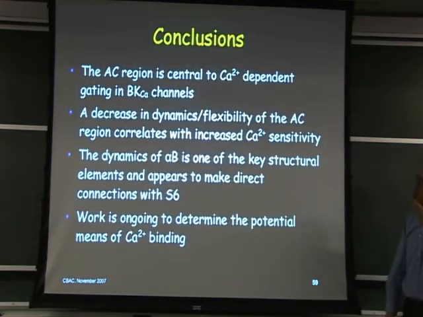Okay, so just to kind of wrap up some of the ideas, this AC region we see as really central to a lot of the calcium sensitivity, again, ignoring the calcium bowl, but that's my centric worldview. And this decrease in dynamics or flexibility in the AC region appears to correlate very strongly with increases in calcium sensitivity. In particular, the dynamics of alpha B, this alpha helix at the bottom, quote-unquote, is one of the key structural elements, and it looks like it makes direct connections now with this transmembrane helix, S6 to the 4.